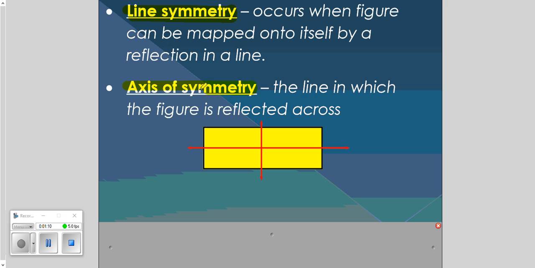by a reflection in a line. So in other words, there's some line that you can draw through it that splits it into exactly two parts. And that line is referred to as the axis of symmetry.